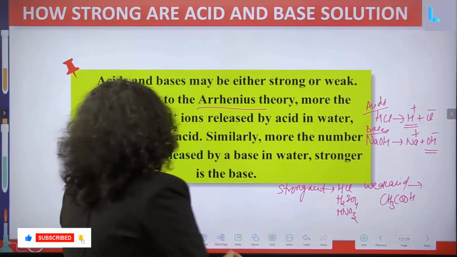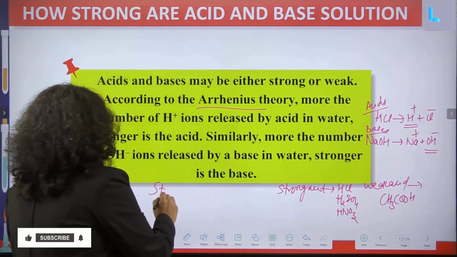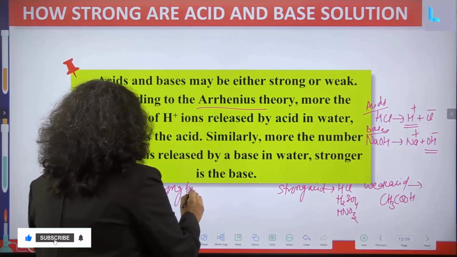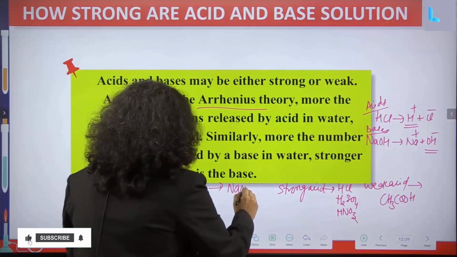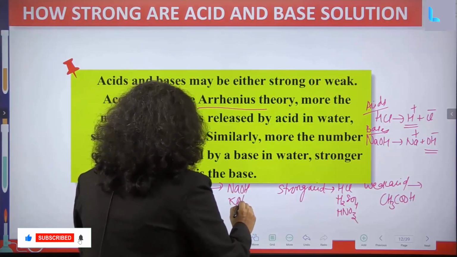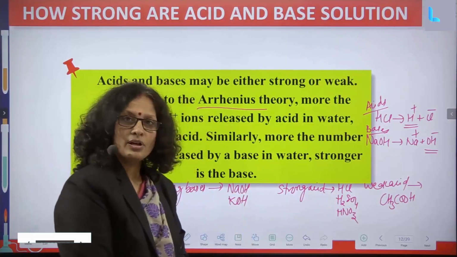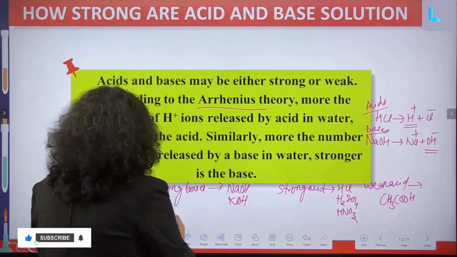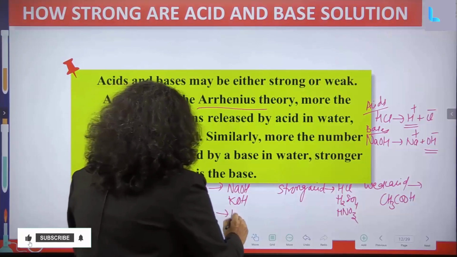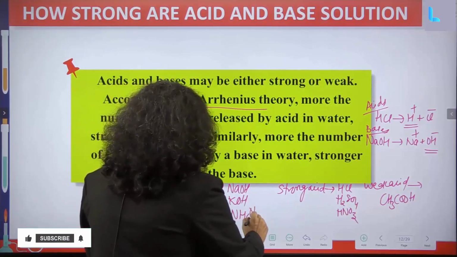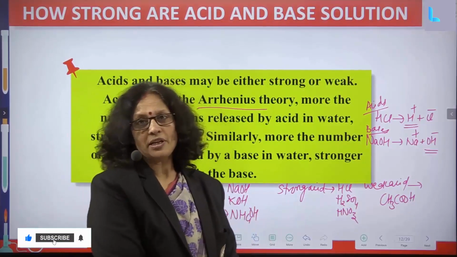Similarly, if we list out strong bases: NaOH, sodium hydroxide, and potassium hydroxide. These are the strong bases. And if we say weak base, ammonium hydroxide, NH4OH, is a weak base.